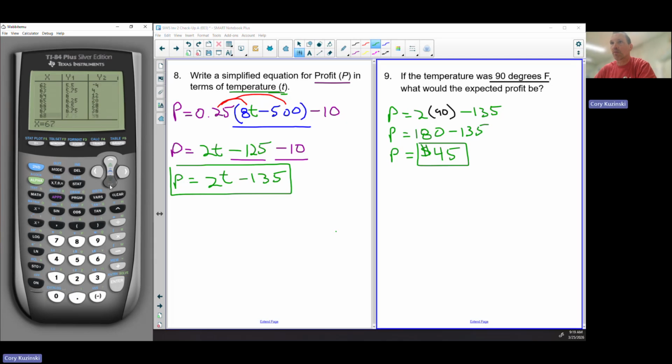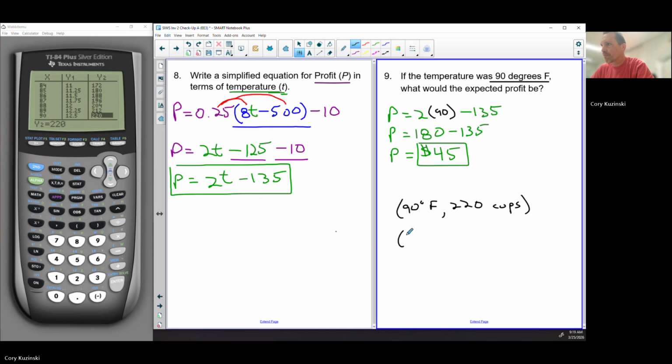What we'll do is write this as ordered pairs. 90 degrees means we're going to sell 220 cups. 90 degrees Fahrenheit means we'll sell 220 cups. And if we sell 220 cups, what's our profit going to be?